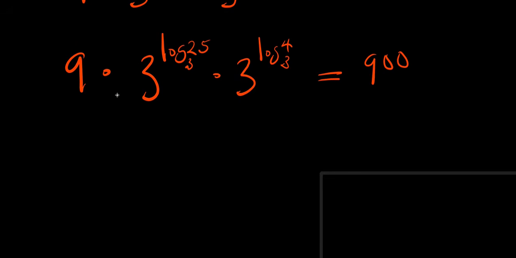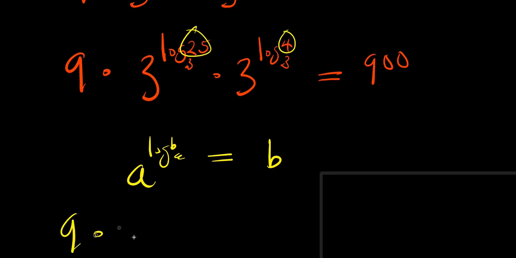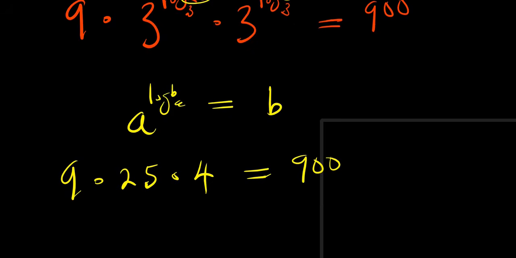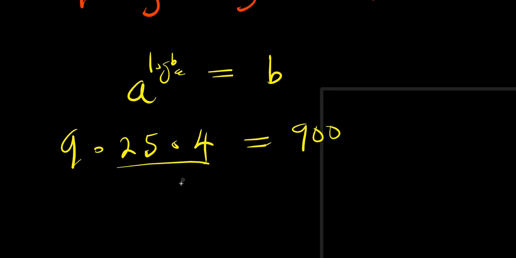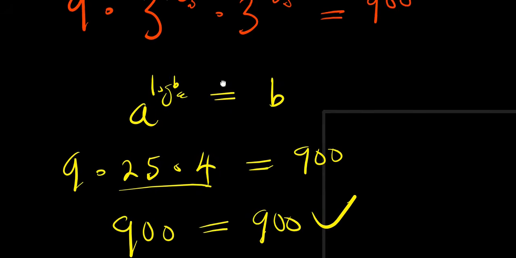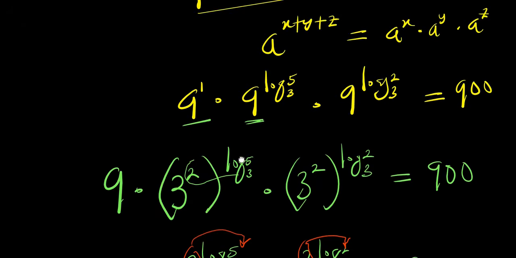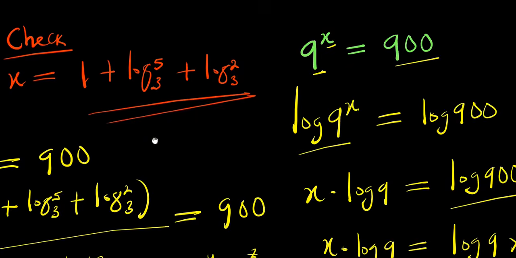Now, if you have a power log b to the base of a, this is b, right? So this is 25 and this is 4. So we have 9 times 25 times 4 equals 900. Now what you should know is that 25 times 4 is 100. 100 times 9 is 900, and this equals 900. So this means that our answer is correct and we have proven it. So that is it. Thank you and goodbye.